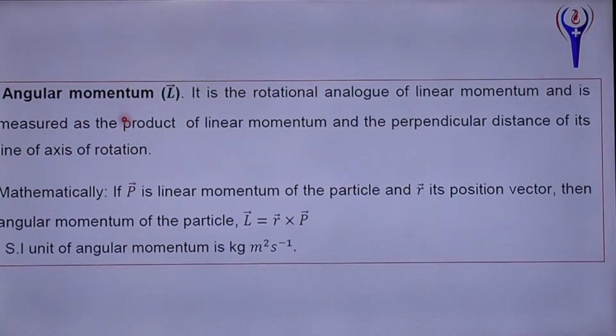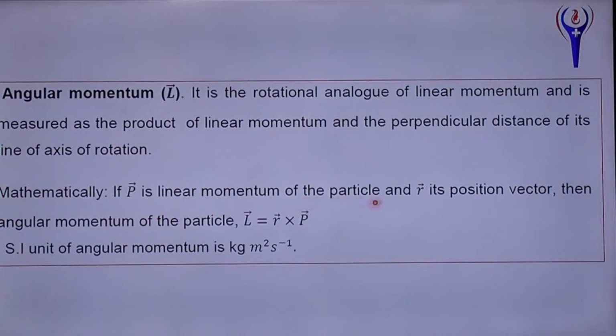Next term, angular momentum. Angular momentum is the rotational analog of linear momentum and is measured as the product of linear momentum and the perpendicular distance of its line of action from the axis of rotation. Linear momentum you studied in mechanics, in the laws of motion. Linear momentum is for straight line motion, and angular momentum is for rotational motion.